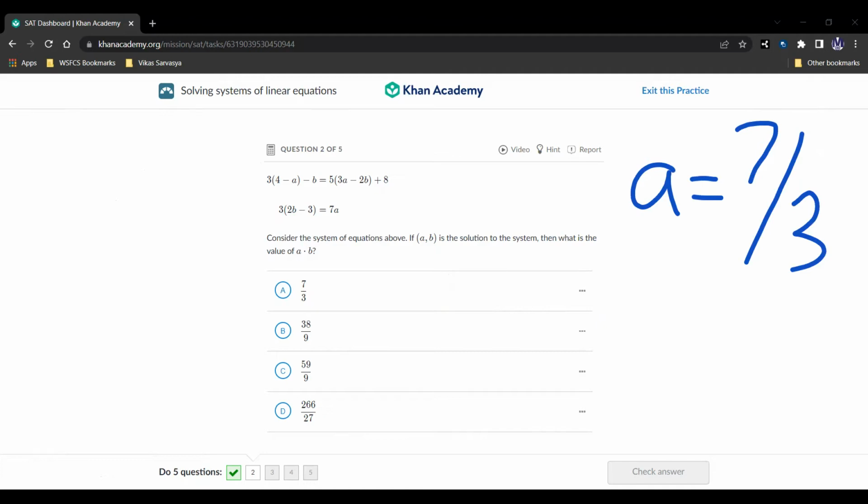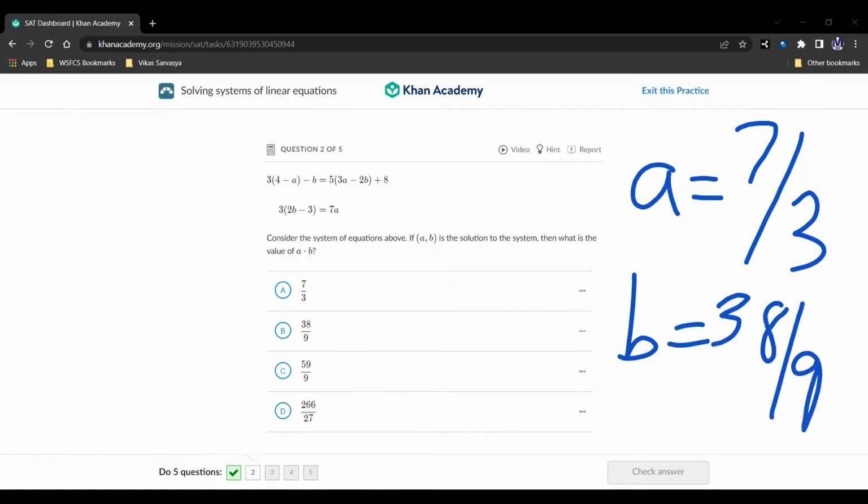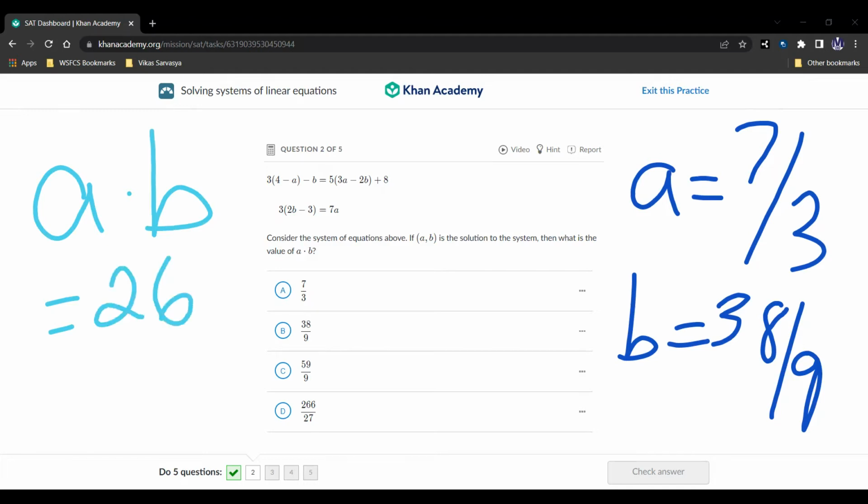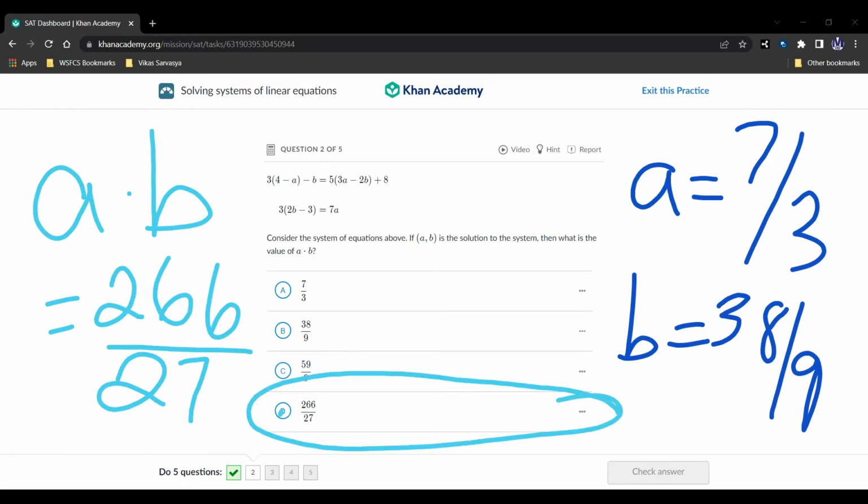And it's going to be 38 over 9, and then we can do a times b, and it's going to be, what is it going to be? 266 over 27, which is that one right there.